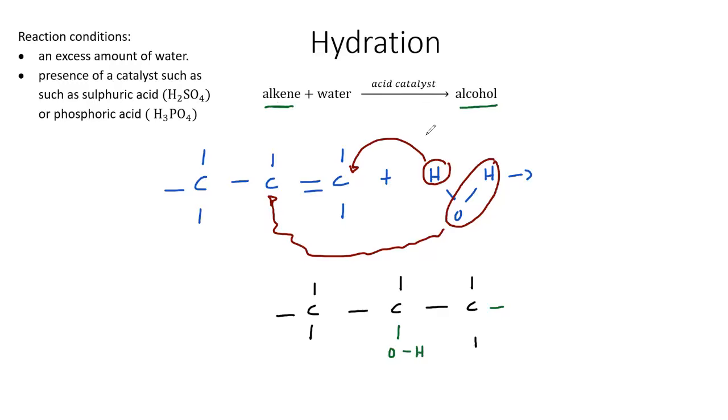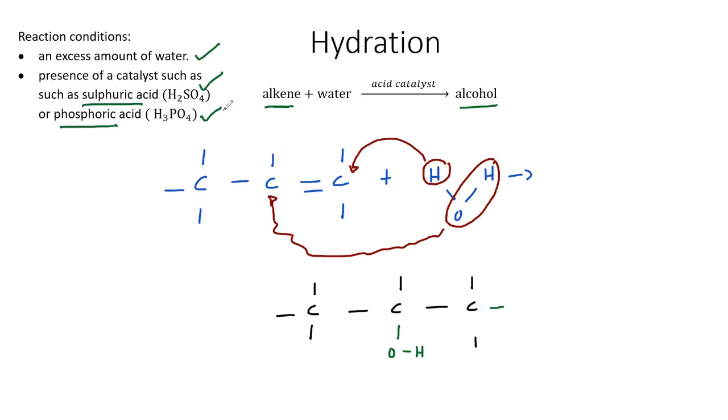And what are the conditions for this hydration reaction? I need, number one, excess amount of water. That's fine, makes sense. I'm adding water. What else do I need? I need a catalyst. Remember, the presence of a catalyst ensures that the reaction occurs faster. And what is the name of the catalyst? I can use sulfuric acid, and this is its formula. I can use phosphoric acid, and this is its formula.